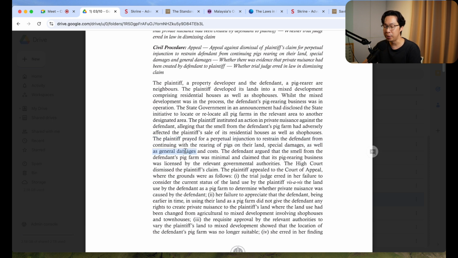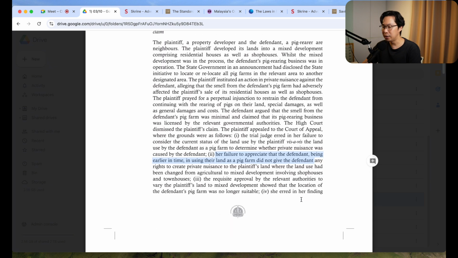General damages need to be assessed by the court. The defendant argued that the smell was minimal and claimed that it was licensed. The High Court dismissed the plaintiff's claim. The plaintiff appealed to the Court of Appeal, where the grounds were as follows: the trial judge was wrong in failing to consider the use of the land, and failed to appreciate that the defendant being earlier in time in using their land as a pig farm did not give the defendant any right to create a private nuisance.